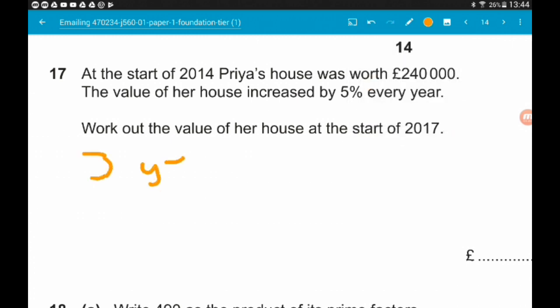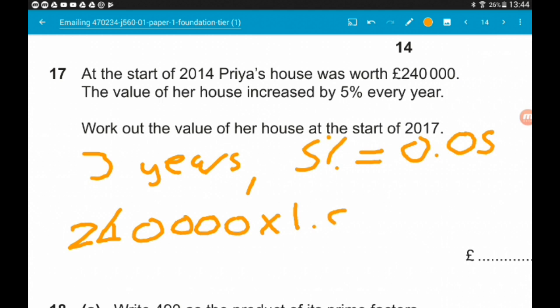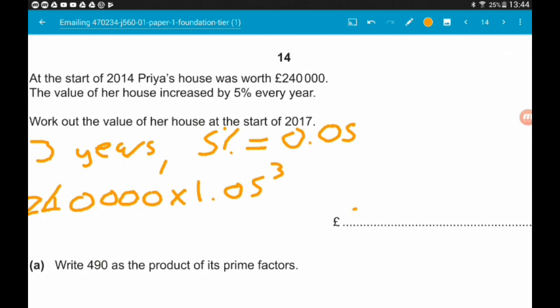So it's 3 years, and we also need to convert 5% into a decimal. So 5% is 0.05. So we want to do 240,000 times 1.05. That gives us our 5% increase, to the power 3, because it's over 3 years. Now that will give us £277,830.